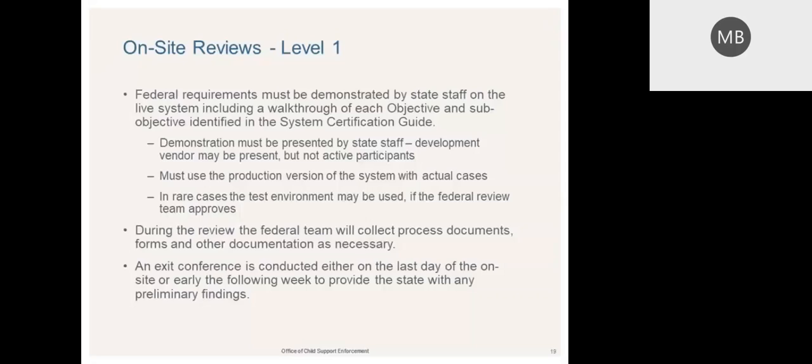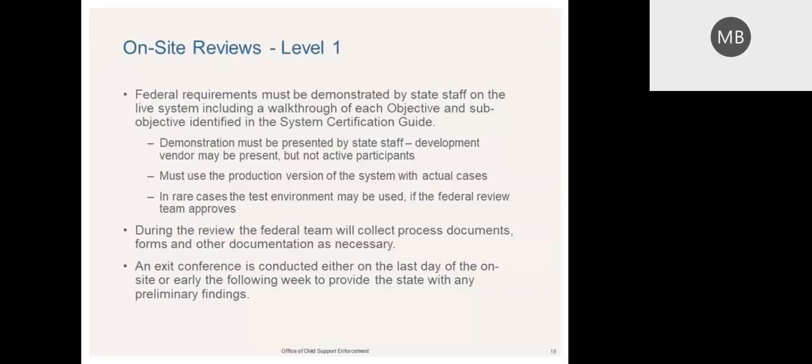The state must also use the production environment with actual live cases. In rare cases, when the state cannot demonstrate an objective on the production environment, a test environment may be used with the approval from the federal review team. During the review, the federal team might collect documents and forms generated by the system to verify that the system is doing its job correctly.